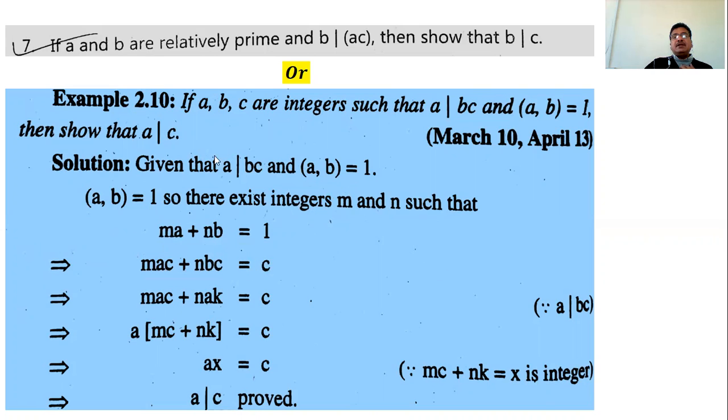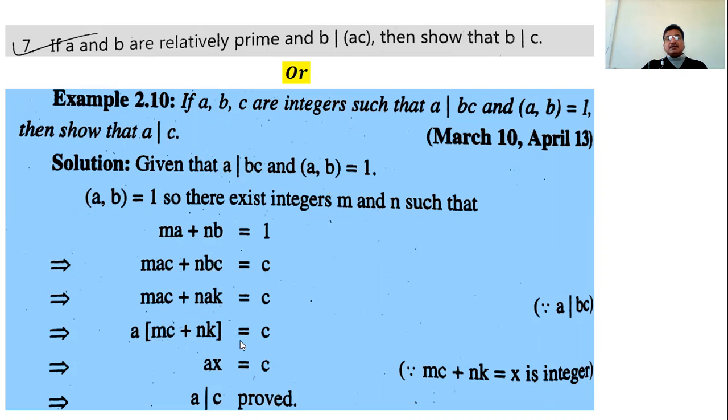And also write the meaning of A divides BC. A divides BC means BC is expressed in the form A into some integer. So right here BC is AK. Why is BC equal to AK? Because A divides BC, therefore BC is expressed in the form A into some integer, suppose that integer is K. So write BC as AK and then take A as common.